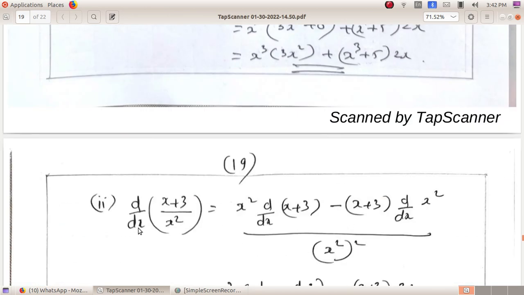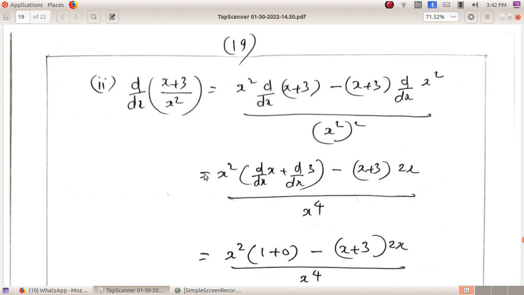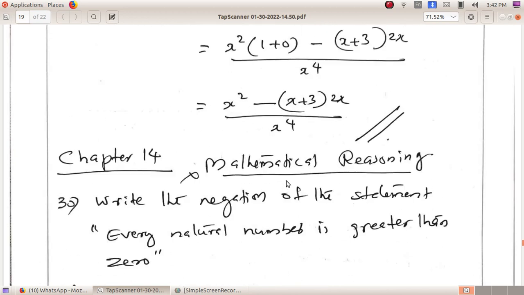Then see this question, d by dx of (x plus 3) divided by x squared. So by the f of x by g of x formula, g of x into d by dx of f of x minus f of x into d by dx of g of x, whole divided by g of x whole squared. x squared into splitting d by dx of x plus d by dx of 3, minus (x plus 3) into 2x. So x squared into d by dx of x means dx, dx can be cut, then the answer is 1, constant 0. So this is the answer.